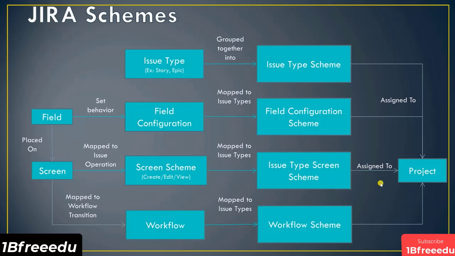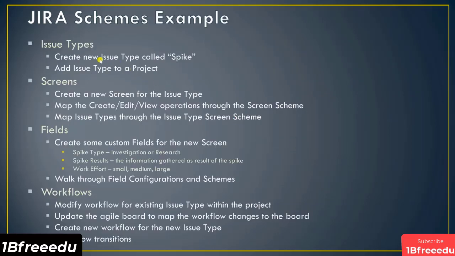So we'll be going through these one by one by building the following example. We'll first start by creating a new issue type called spike. Now, what is a spike? You may have heard of it.